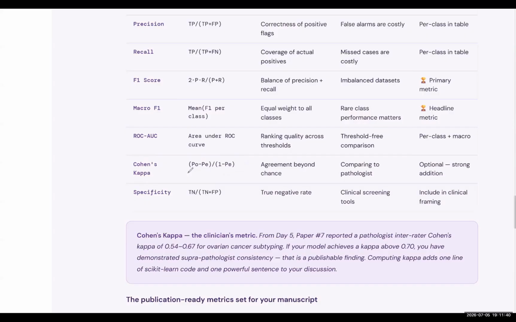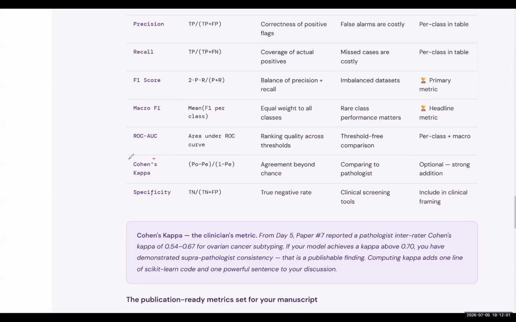Basically, it is like an agreement. How much accuracy has been observed, compared to how much accuracy was expected. So what is accuracy giving you? It's giving you the probability, the percentage, of getting a correct result.